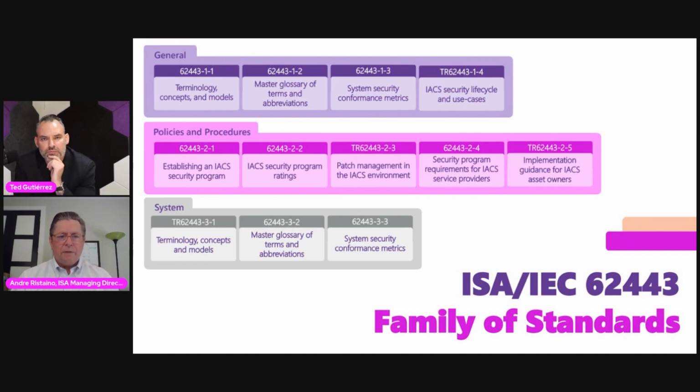This category of standards is specific to systems. So there's terminology, concepts, and models for systems. The 3-2 is the risk assessment part, and the 3-3 is system security metrics. So 3-3 is the list of technical requirements for your systems.